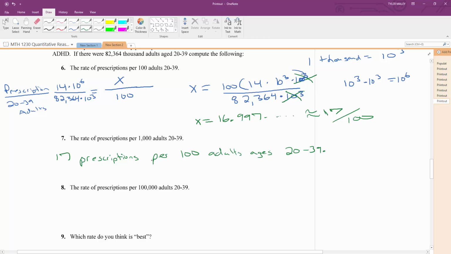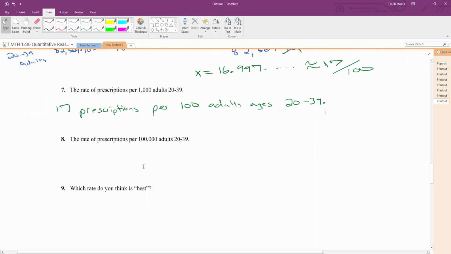If you were asked this on the exam, you'd want to be able to write it out to something to this effect, writing in words what the rate is. And it's so important to use the units. We want to be as specific as possible. So you wouldn't want to say just adults. We're talking about adults aged 20 to 39, a specific group of adults.